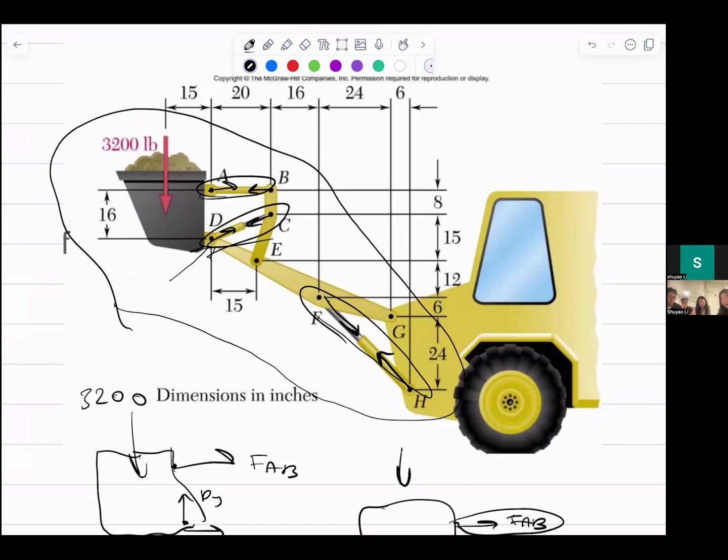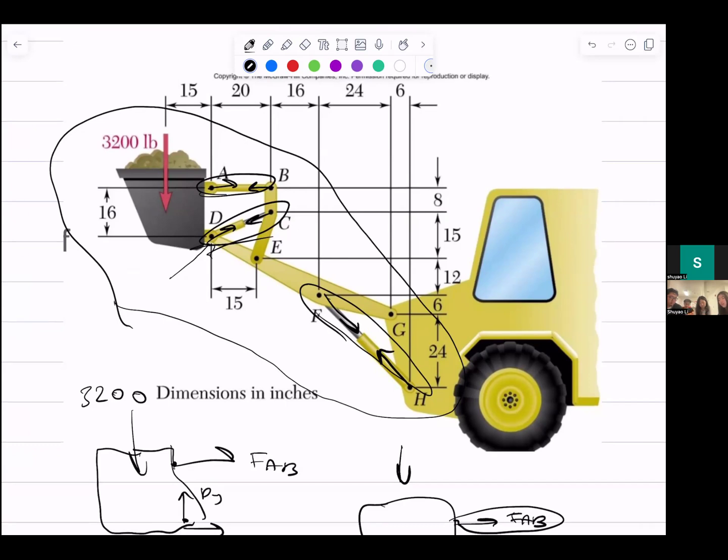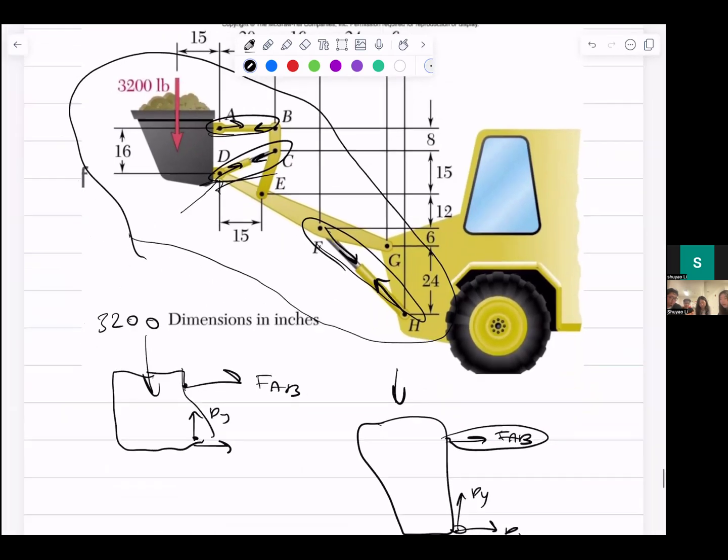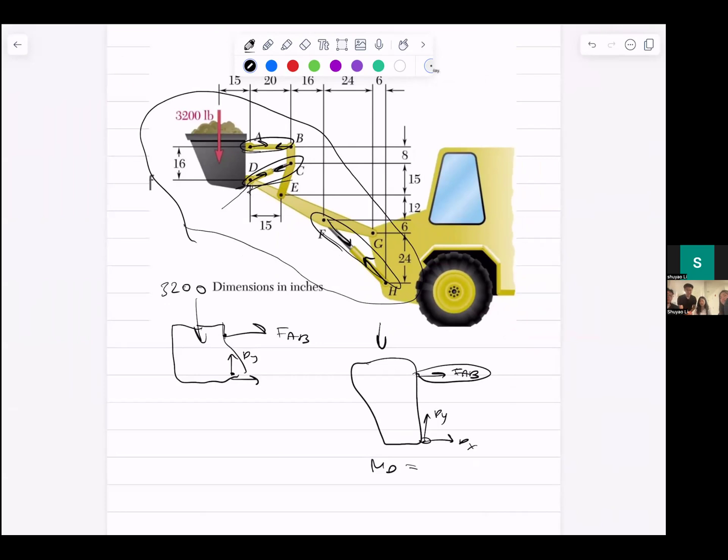Our bucket weight is external though. It's an applied load. So the only things that we have to worry about are the force FG as well as this bucket. Wait, now I have a question. Let's say theoretically we do cut here, right? Then we're going to have FAB and then FDC, and then can we put FDE?